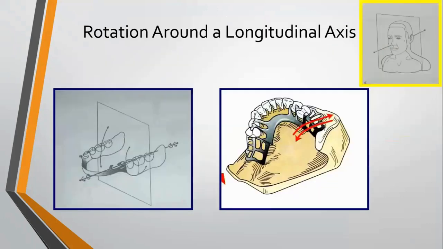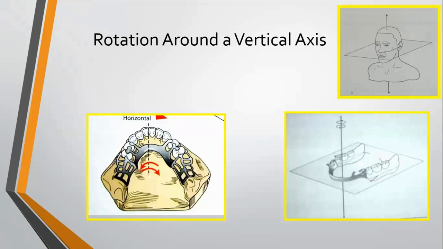Now we look at the rotation around the longitudinal axis. Here the longitudinal axis passes from one side to the other, from ear to ear, as you can see in the diagram. The denture is also able to move in that way. It is rotating around that fulcrum line.